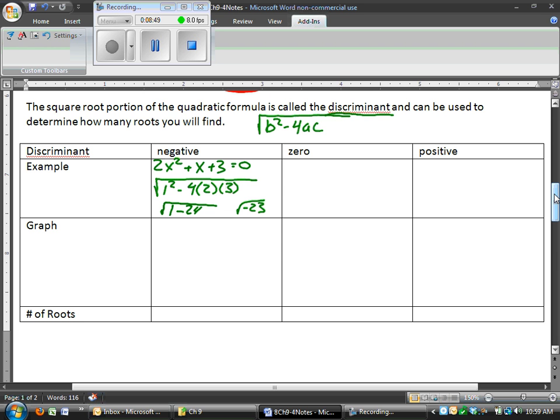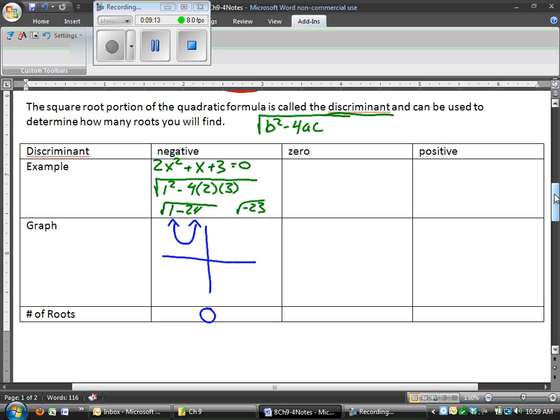Okay? What happens is, if I can't take the square root of a negative number, that means there are 0 roots, or zeros, or solutions, whatever term you want to use. Okay? So the graph of this equation would end up looking something like this. If you remember from section 1, the graph never touched the x-axis. Okay? If it never touches the x-axis, there's no solutions.